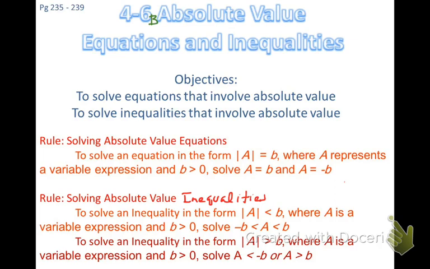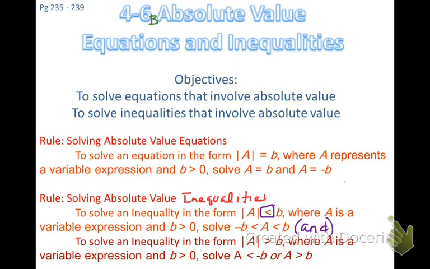Now the rule at the bottom, which says in solving absolute value inequalities: to solve an inequality in the form of the absolute value of A is less than B, where A is a variable and B is always going to be greater than 0, our answer will be negative B is less than A and less than B. Now remember that was from lesson 4.5. That was the AND equation we discussed.